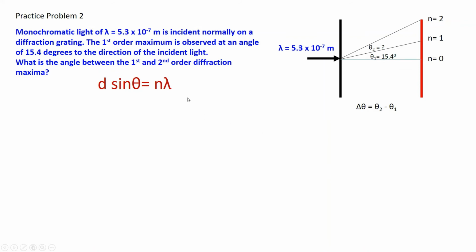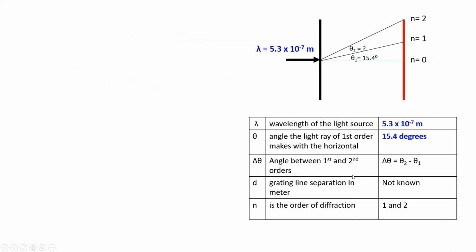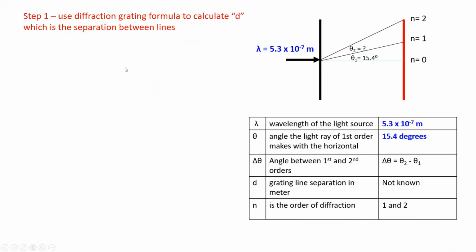So we are going to use this formula, and that's all the information that we have: the wavelength, the first angle, and we are looking for the difference in angle. We don't know d. We can't calculate d from the number of lines per millimeter because that information wasn't given. We need to use this formula to calculate d, and the number of order, since we are dealing with first and second order here. So let's solve this problem by steps.